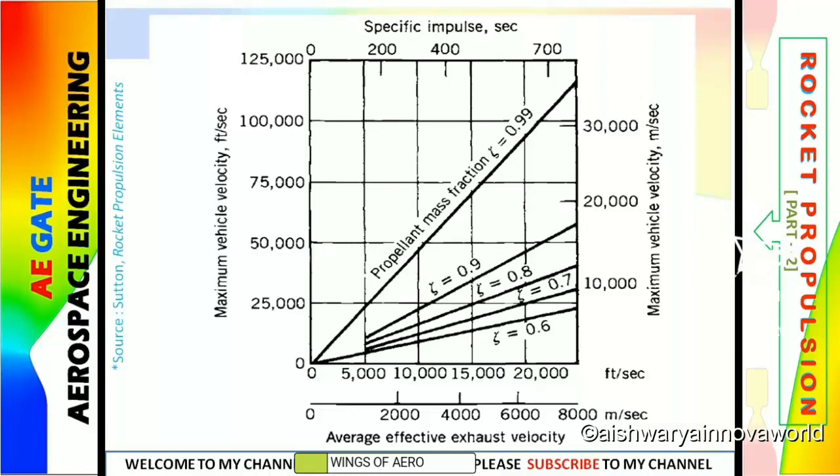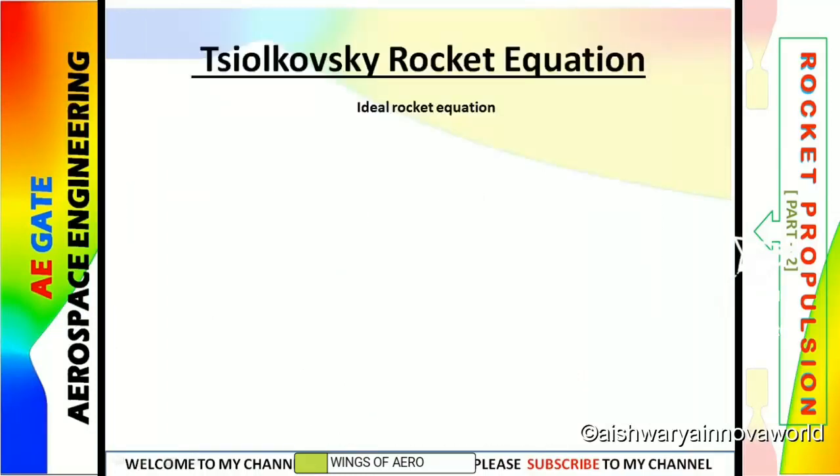And similarly to the previous one, as we increase the mass fraction, what happens? The efficiency, the velocity increases with respect to the specific impulse. That's what it says. So we can say that mass fraction is dependent on vehicle velocity as well as specific impulse.